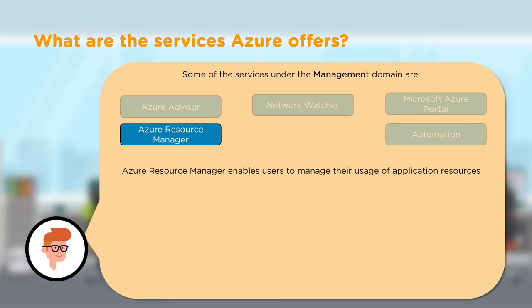Next in the list would be Azure Resource Manager. Now, Azure Resource Manager enables us to manage the usage of the application resources. We use Resource Manager to deploy, monitor, and manage solution resources as a group, as if it's one single entity. The infrastructure of our application is typically made of various components, which include virtual machines, storage, virtual network, web apps, database servers, and some other third-party services that we might use in our environment.